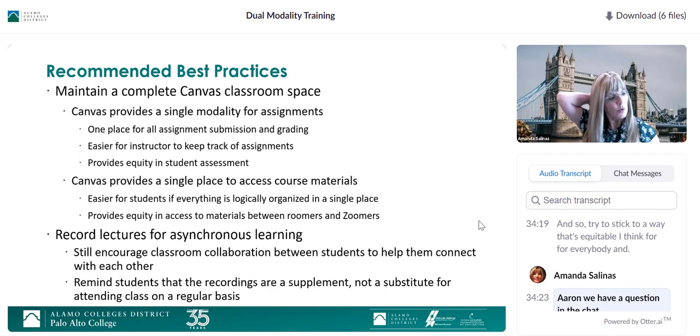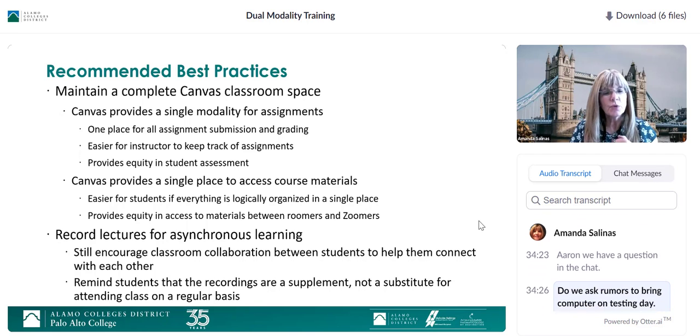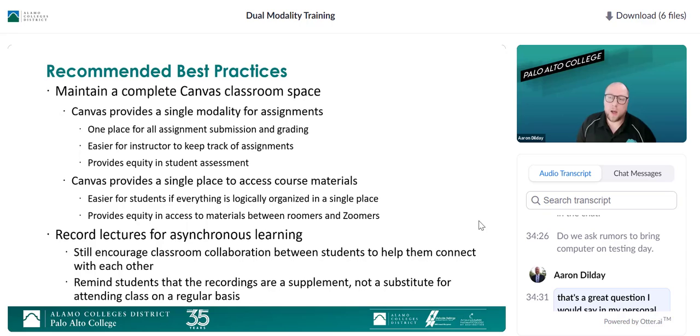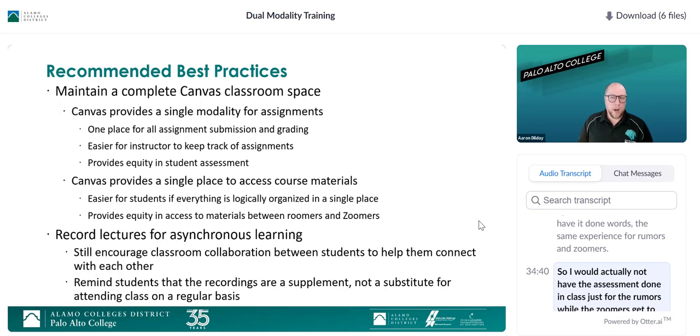And Aaron, we have a question in the chat. Yeah. So do we ask roomers to bring computer on testing day? That's a great question. I would say, in my personal opinion, I would have it done where it's the same experience for roomers and Zoomers. So I would actually not have the assessment done in class just for the roomers while the Zoomers get to take it at home. Why is that?